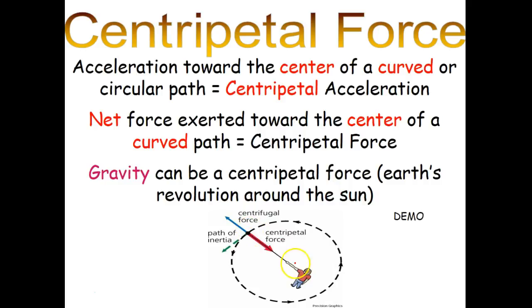So as Earth moves, and we'll say this is the sun, Earth is constantly being pulled towards the sun, but since it's locked in this orbit, it creates this circular or centripetal force.